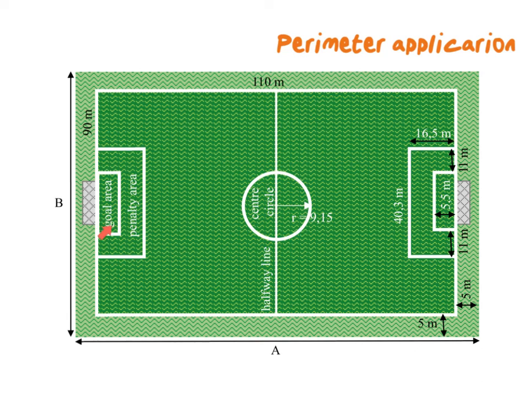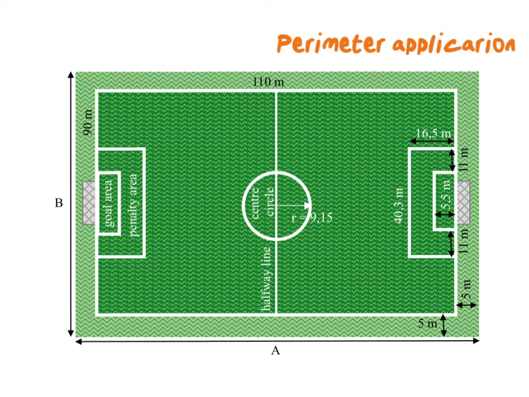So there are goal areas, there are penalty areas, there are center circles, there are half lines, and some of the measurements have been omitted. So you always start by looking at the picture and filling in what you have, because that will ultimately help you to answer the question.